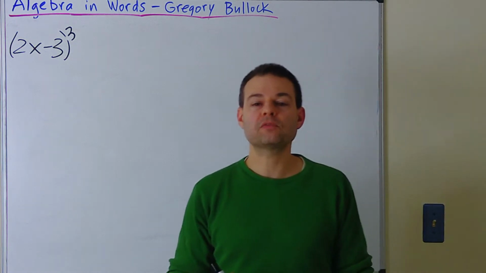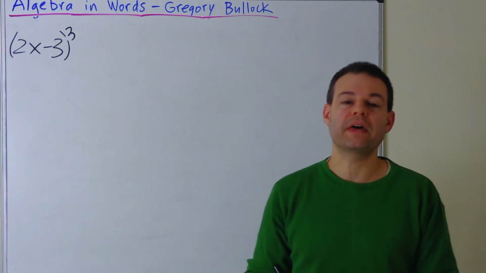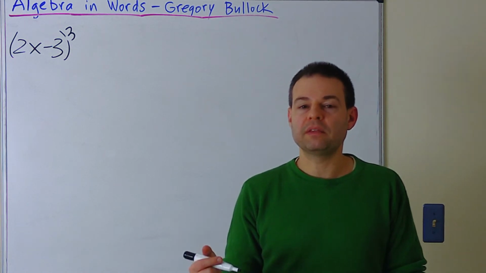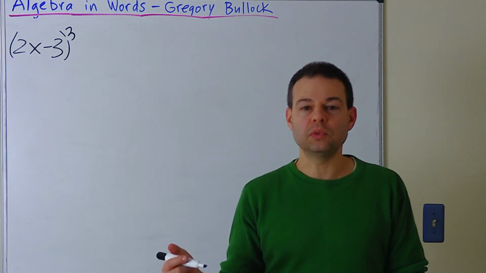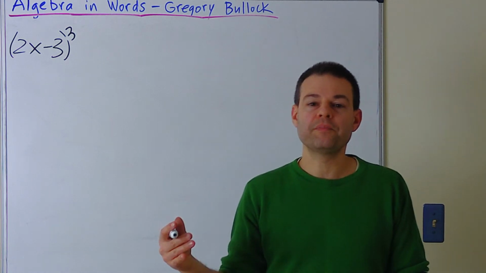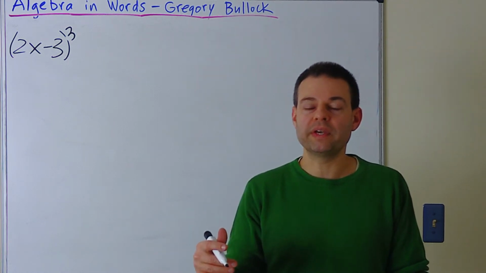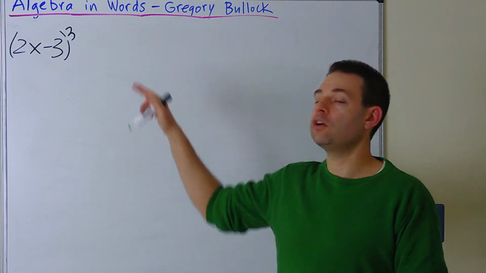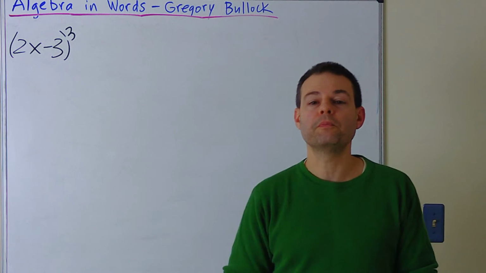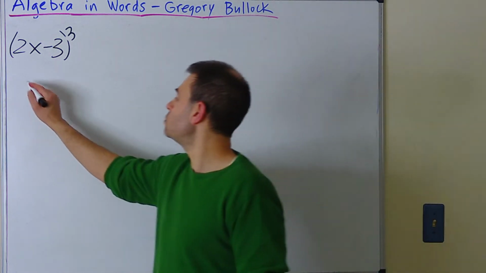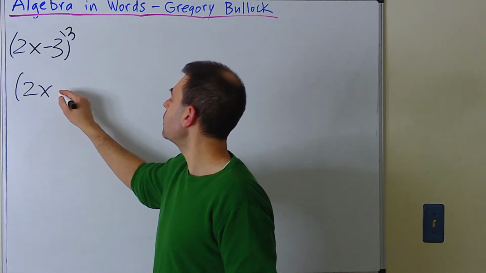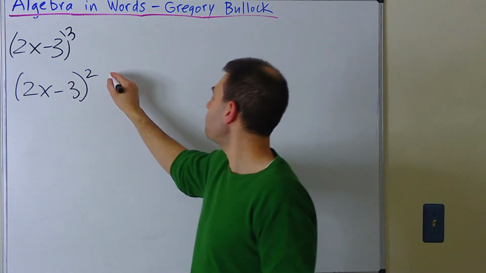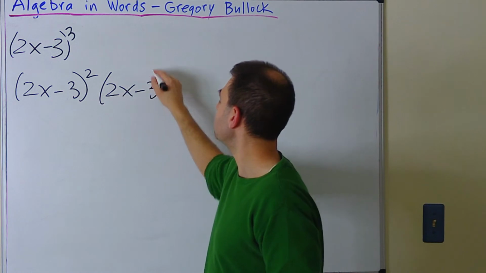Now, you might be expecting that there's a special little method for that, and there's not really. But I'm going to explain the method for doing a binomial cubed, or a binomial raised to any power. In short, the overview is you're going to have to do it piecemeal. So specifically for a binomial cubed, this is what you have to do. You're going to break this up into a binomial squared times the remaining factor of 2x minus 3.